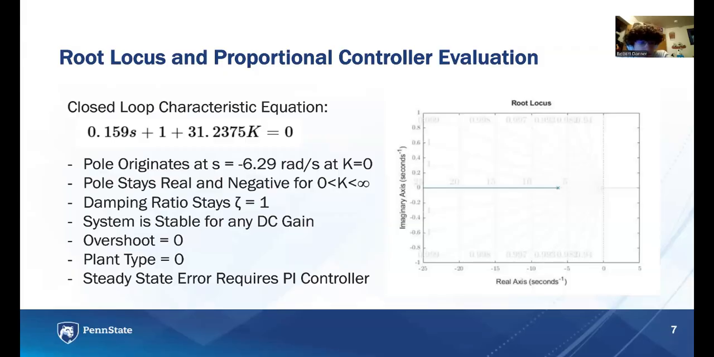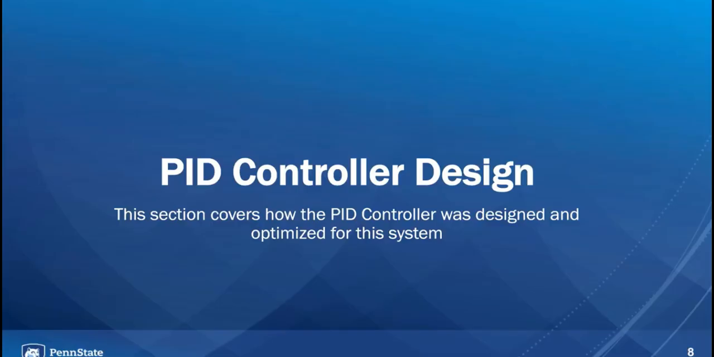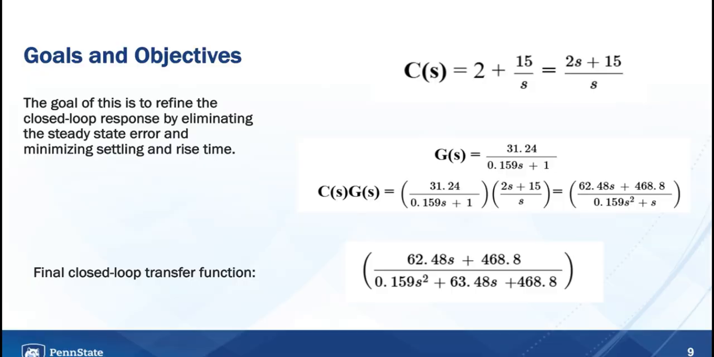Since it is a type 0, there will always be a steady state error. This means that the proportional controller will not be enough to eliminate the error, and thus we need either a PI or a PID controller. The PID controller was designed and optimized for the system.